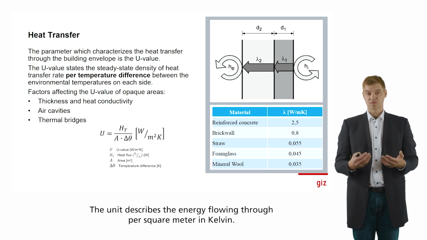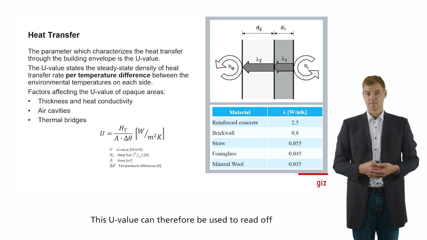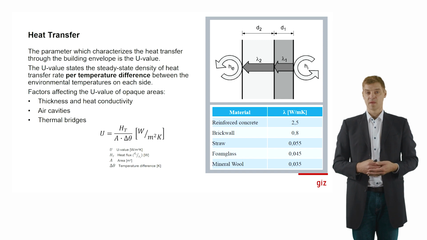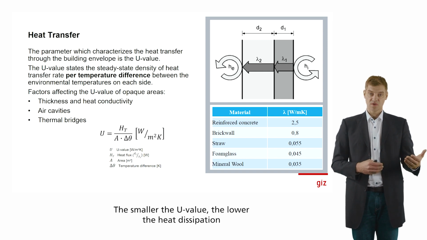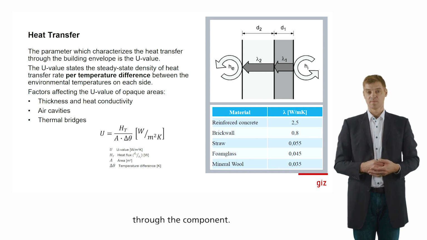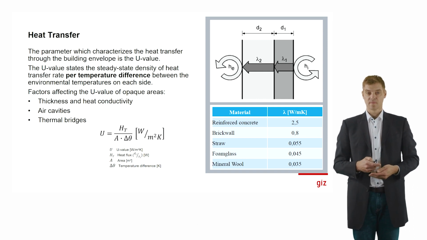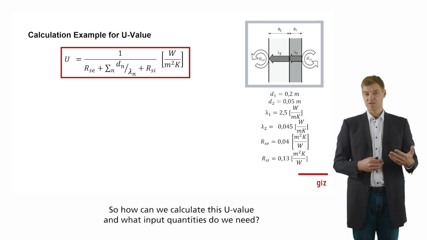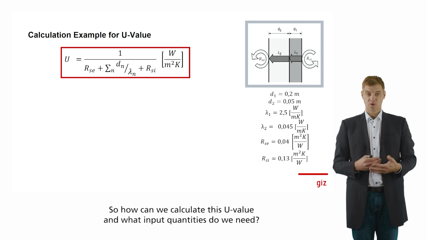The unit describes the energy flow through the square meter in Kelvin. The U value can therefore be used to read off the insulation properties of a building component. The smaller the U value, the lower the heat dissipation through the component. So how can we calculate the U value and what input quantities do we need?